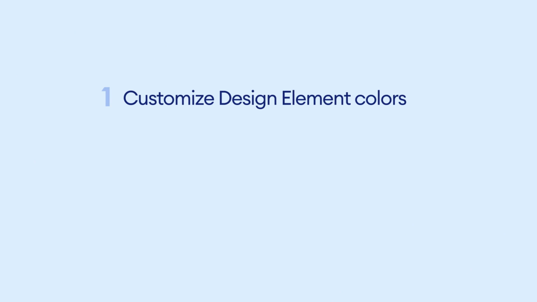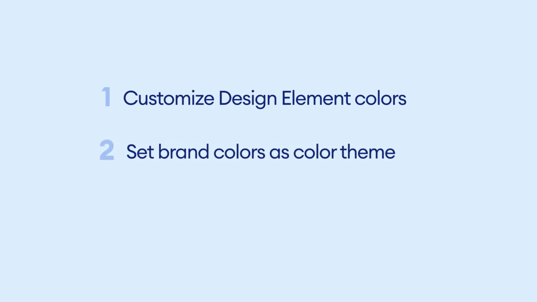In this video, I'll demonstrate how you can apply your organization's brand colors to your SharePoint site using ShortPoint Theme Builder. You will learn how to customize the colors of individual design elements, set your brand colors as a default color theme on your site, and save them so that they are accessible across all sites within your tenancy.